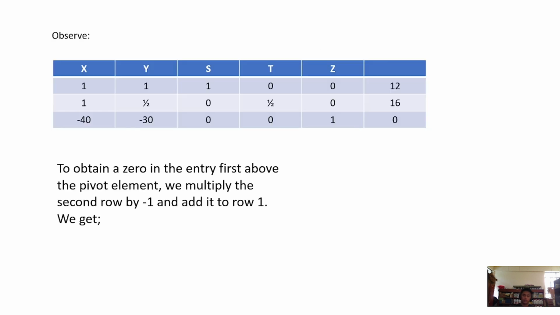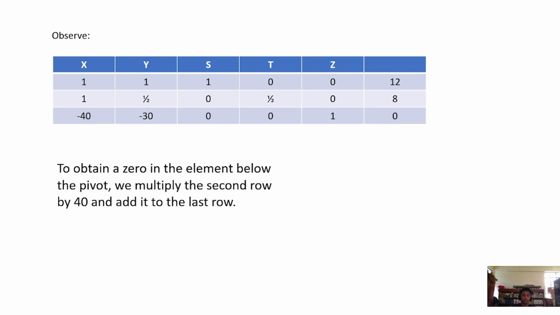In the picture above, to obtain a zero in the entry first above the pivot element, we multiply the second row by -1 and add it to row 1. We get this. To obtain the zero in the last row, we multiply the second row by 40 and add it to the last row.